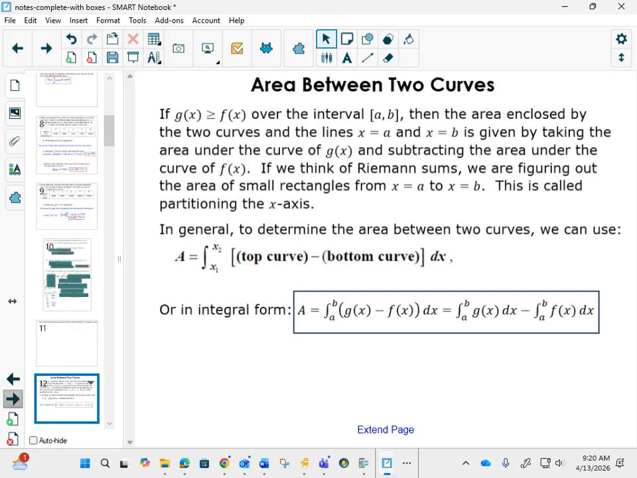Okay, area between two curves. You know that the integral represents the area under a curve. And as a review, if the area under the curve is above the x-axis, it's positive. Area under the curve, below the x-axis, is negative. Really, area under a curve meant area between the curve and the x-axis. And something really cool happens: now we can figure out really weird areas.